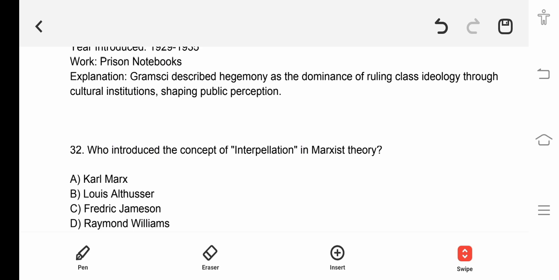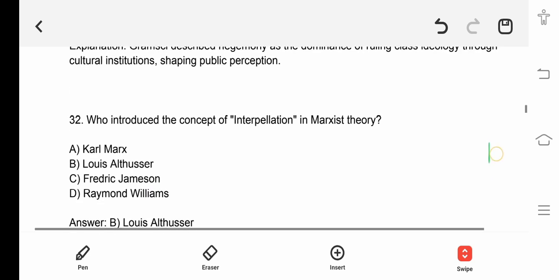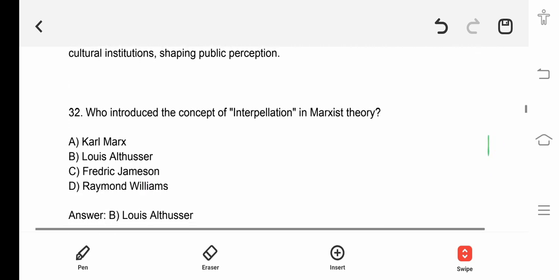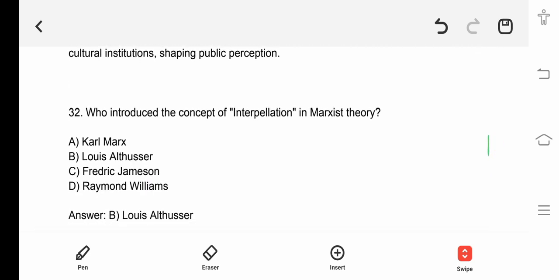So this concept, interpellation. Options you have: Karl Marx, Louis Althusser, Frederic Jameson and Raymond Williams. Okay, so what will be the correct answer? Any guesses? So the correct answer would be Louis Althusser. Interpellation in Marxist theory, this concept was given by Louis Althusser.